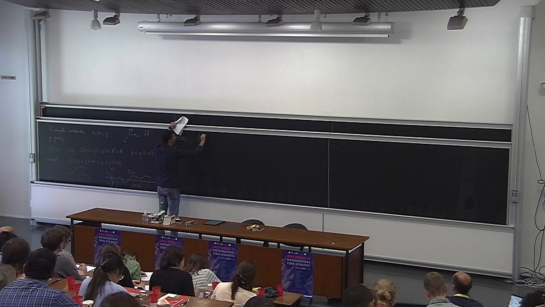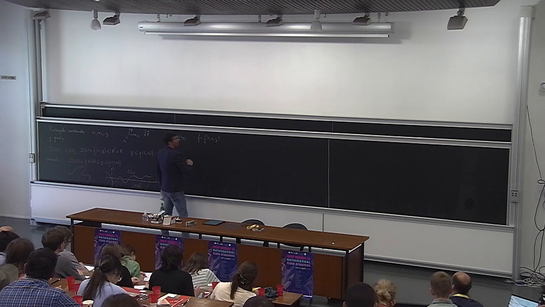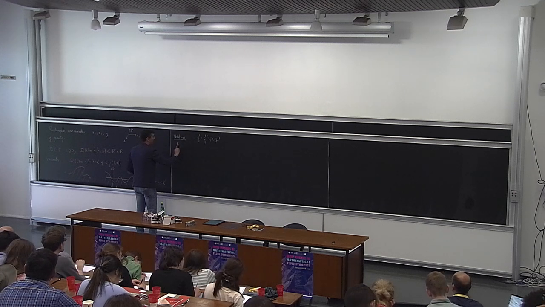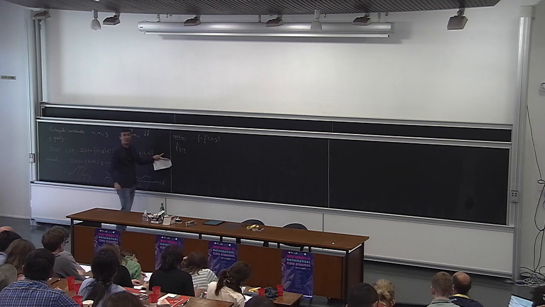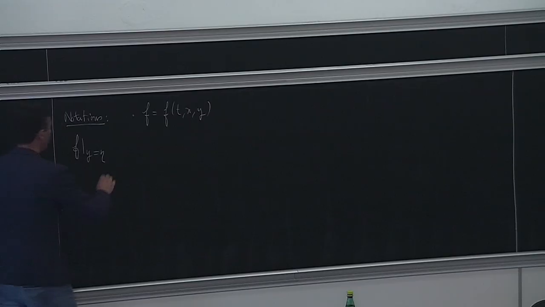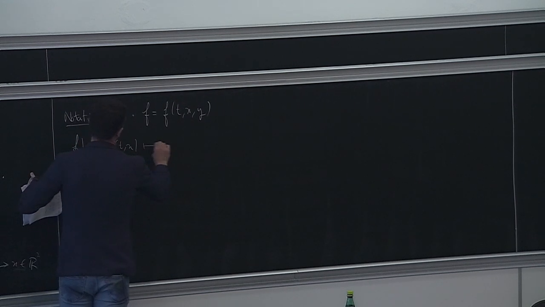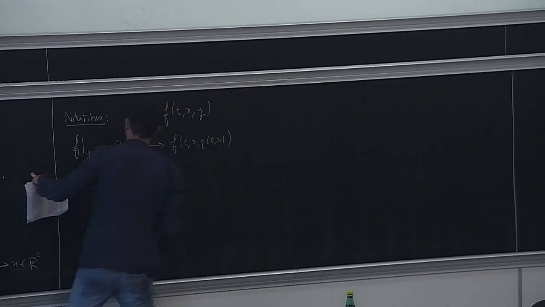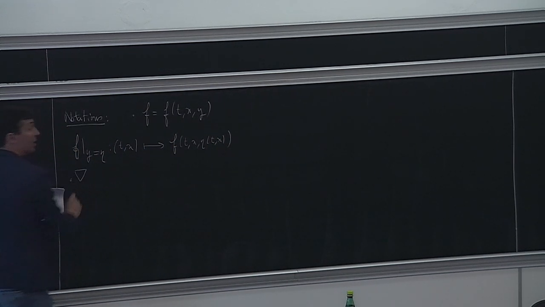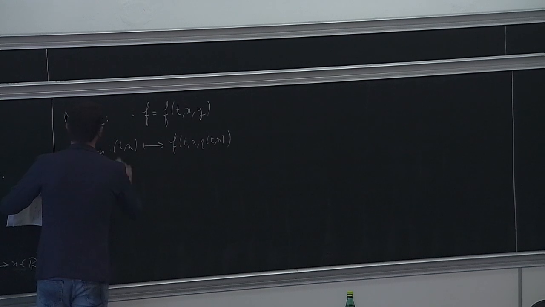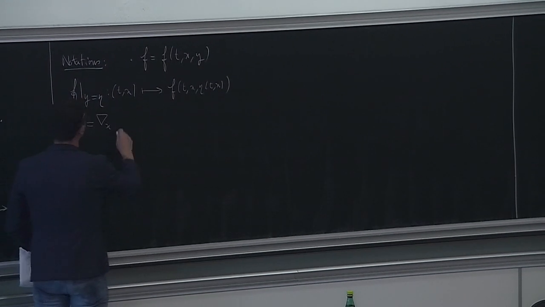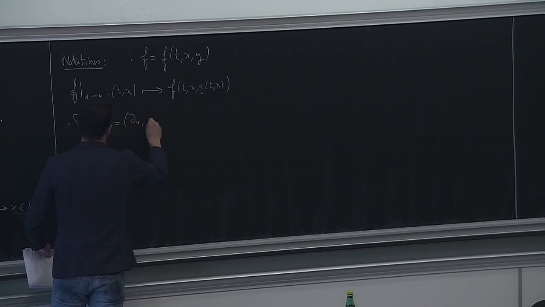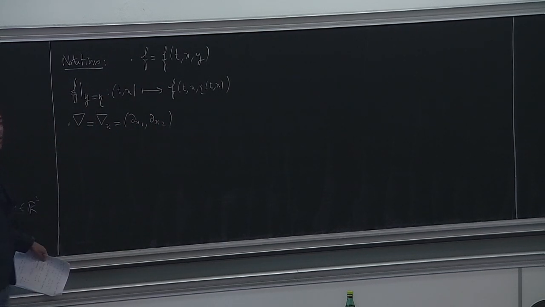Later, when we consider a function f of the variables t, x, and y, I will always use this notation, f restricted to y equal eta, as a short notation for the function that maps t, x to f of t, x, eta of t, x. The notation nabla always refers to the derivative with respect to x, which is d x1, d x2.